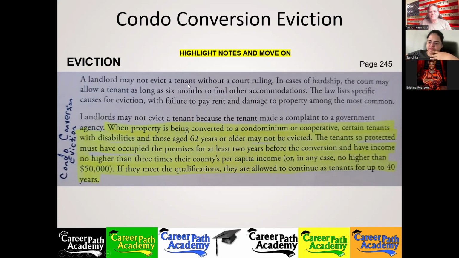A landlord may not evict a tenant without a court ruling. True, because that's what eviction is. It's revoking their rights. In cases of hardship, the court may allow a tenant as long as 6 months to find other accommodations. Oh, and they lay it on the landlord. They could give you up to 6 months if you get a bleeding heart judge there. You get people, they know how to play the system too.